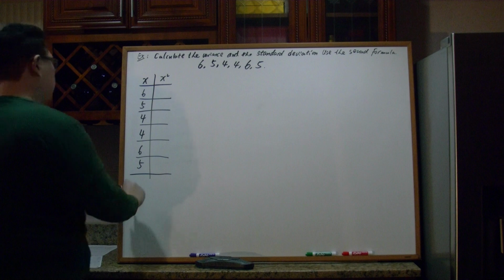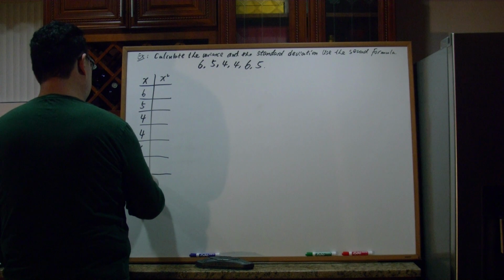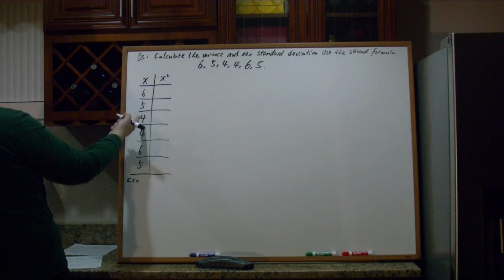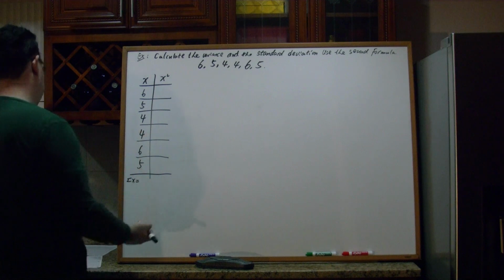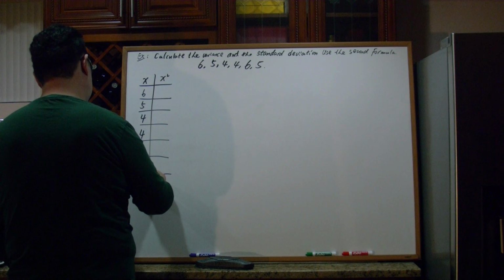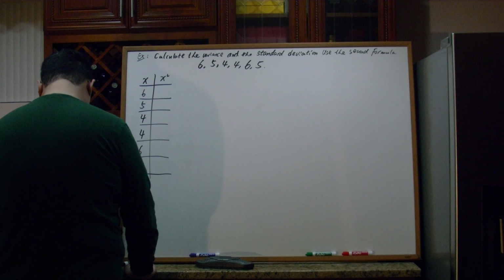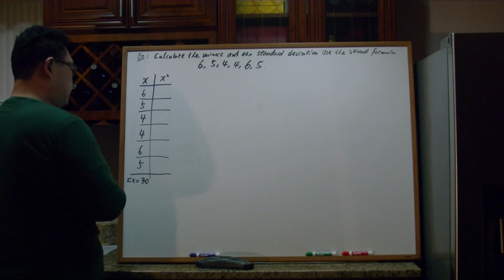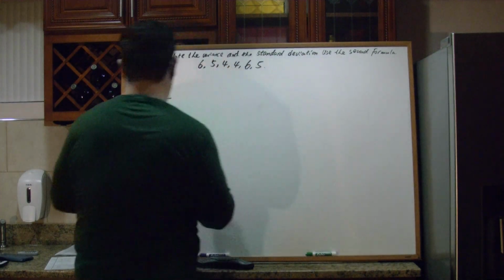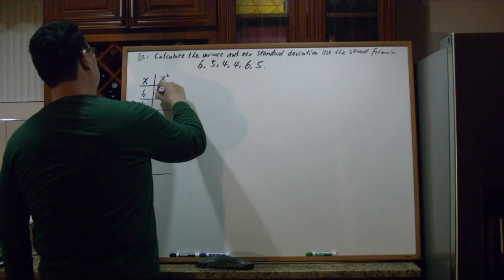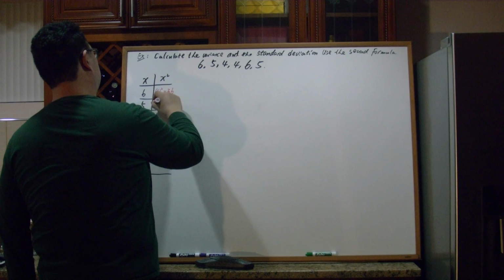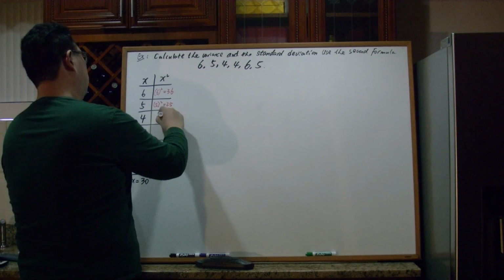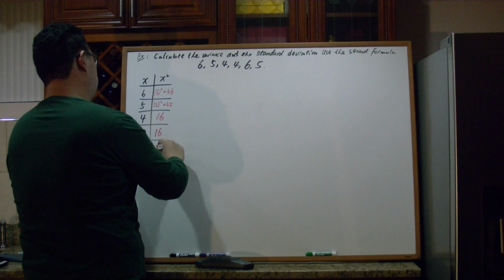The first column is the sum of x, which is clearly 6 plus 5 plus 4 is 15, and 4 plus 6 plus 5 is also 15, which gives 30 as the sum. And then the second column we just need is the square of our x, which is the square of 6 is 36, the square of 5 is 25, and so on: 16, 16, 36, and 25.